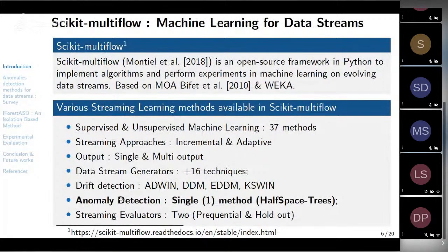Talking about the frameworks which implement anomaly detection methods, Scikit-Multiflow is an open source machine learning package which is written in Python. It complements the well-known scikit-learn, whose primary focus is batch learning. In this framework, there exists a variety of streaming methods in many different domains, but in the specific anomaly detection domain, there only exists one method, which is half-space trees. So in this work, we want to contribute by adding more anomaly detection methods. The one I will present today is the eForest ASD method.